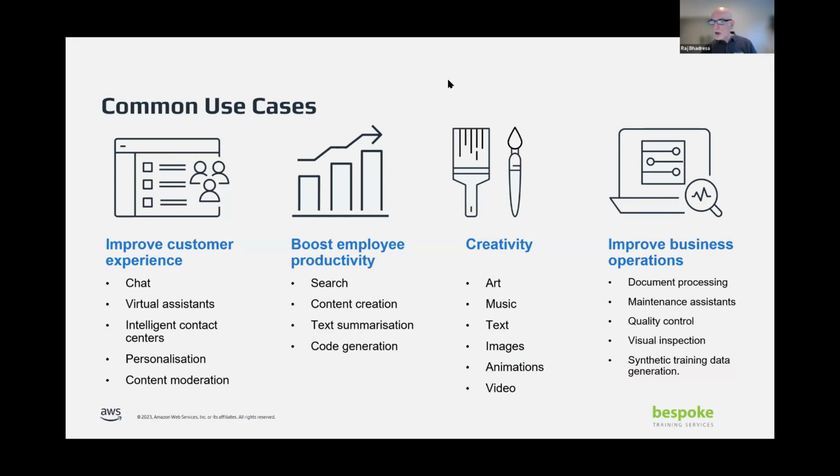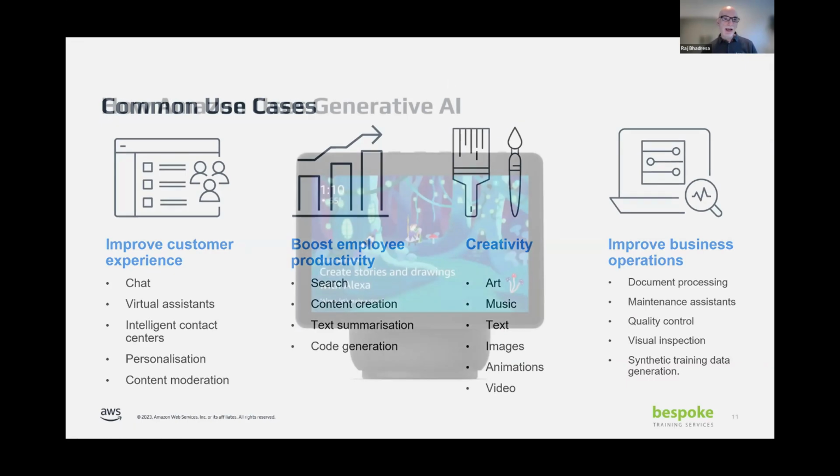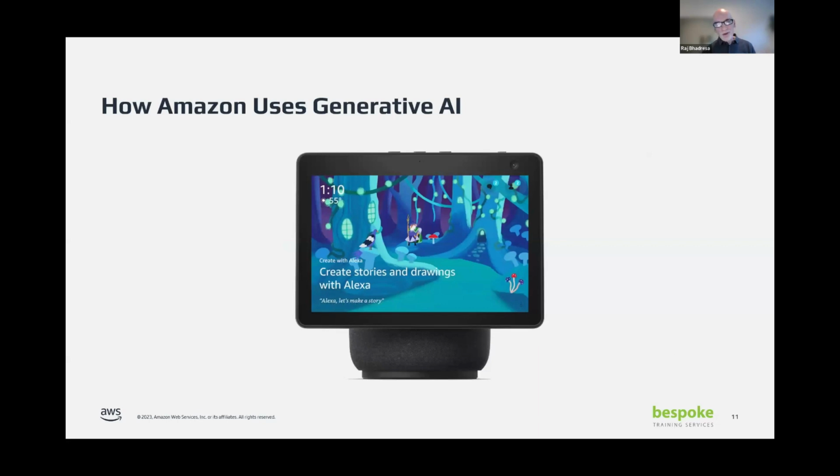So that said, I'll just return back to the slides and I'll give you an example of how Amazon themselves are actually using generative AI. But for example, being able to create unique stories and drawings. So if you're entertaining young kids, for example, being able to create these stories and drawings directly with the assistant that Amazon have using generative AI.